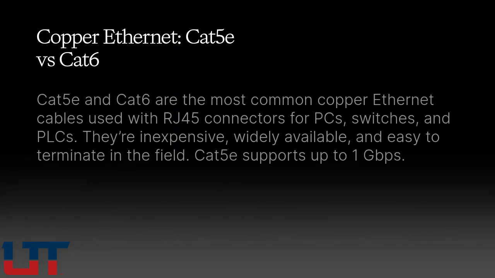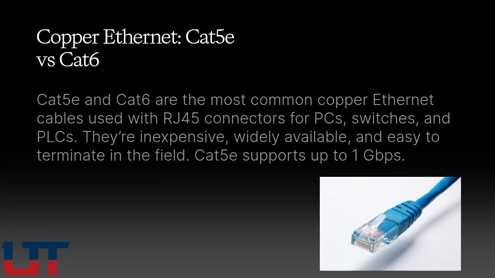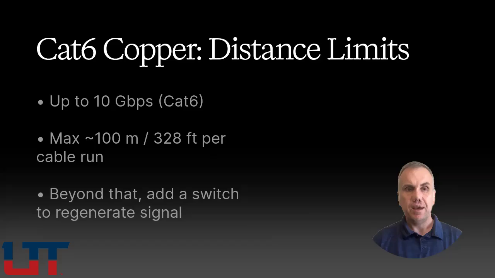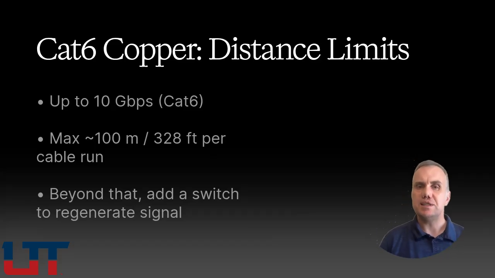Cat5e and Cat6 are the two most common copper Ethernet cables. You've almost certainly handled both. They're the cables with the RJ45 connectors that plug into computers, switches, and PLCs. They're inexpensive, widely available, and easy to terminate in the field. Cat5e supports up to 1 gigabit per second. Cat6 supports 10 gigabits.